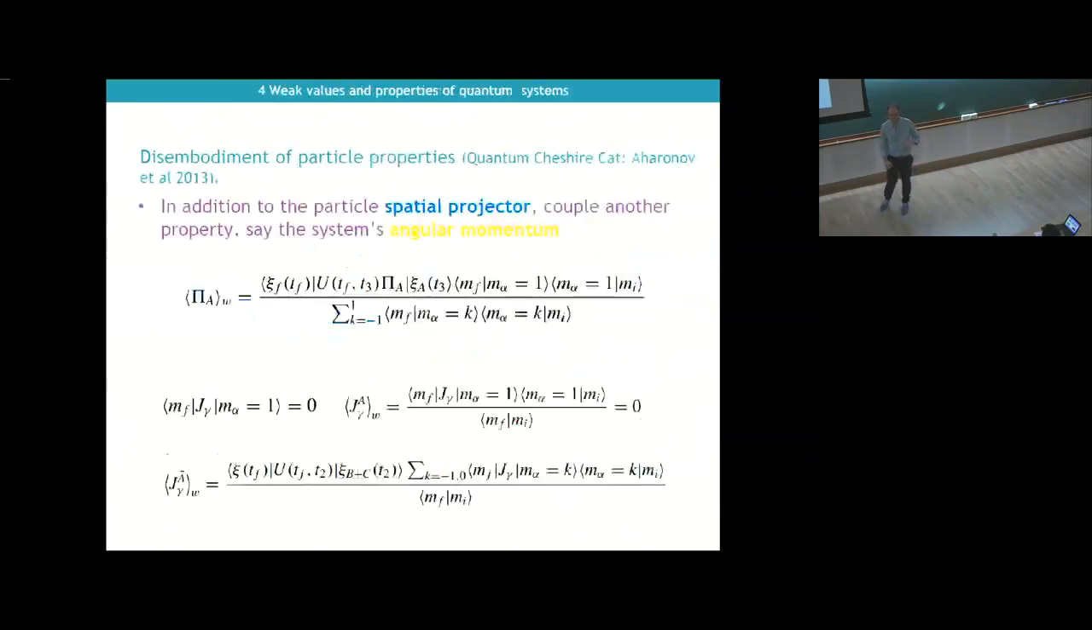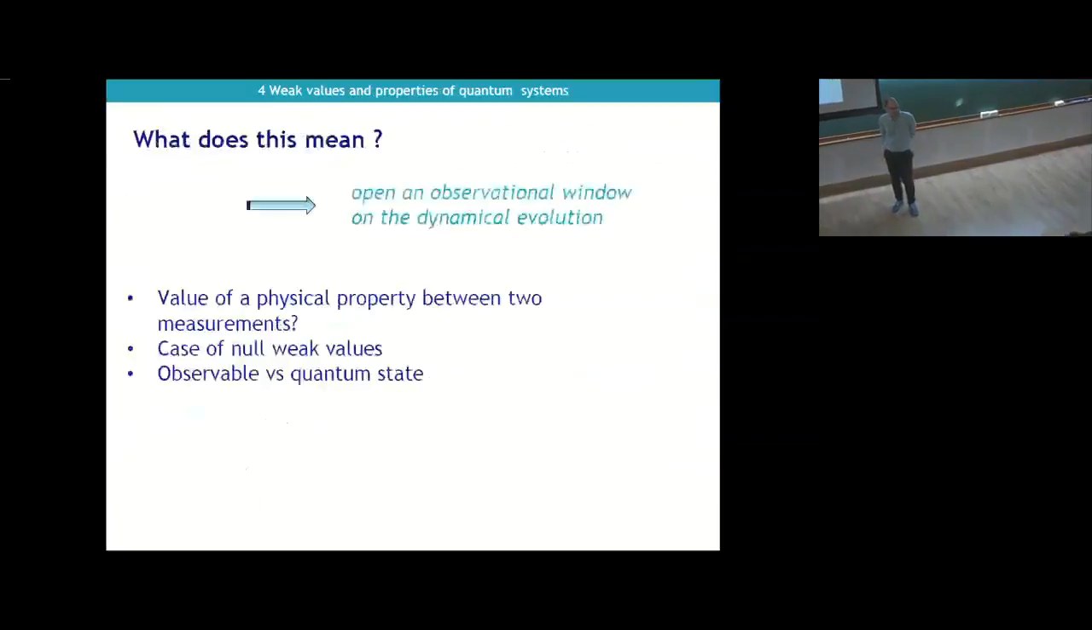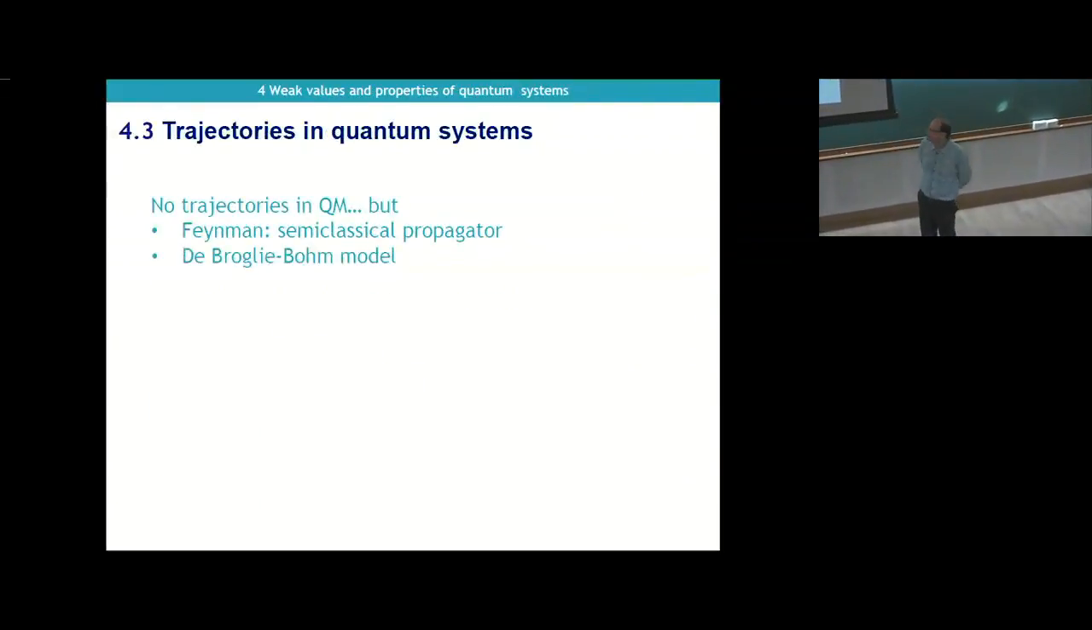So in the last part of these lectures, I will talk about trajectories and how you can measure trajectories in quantum systems with weak measurements. Of course, in principle, there are no trajectories in quantum mechanics, but there are many ways to define trajectories. As you know, the Feynman propagator is a sum of the paths.